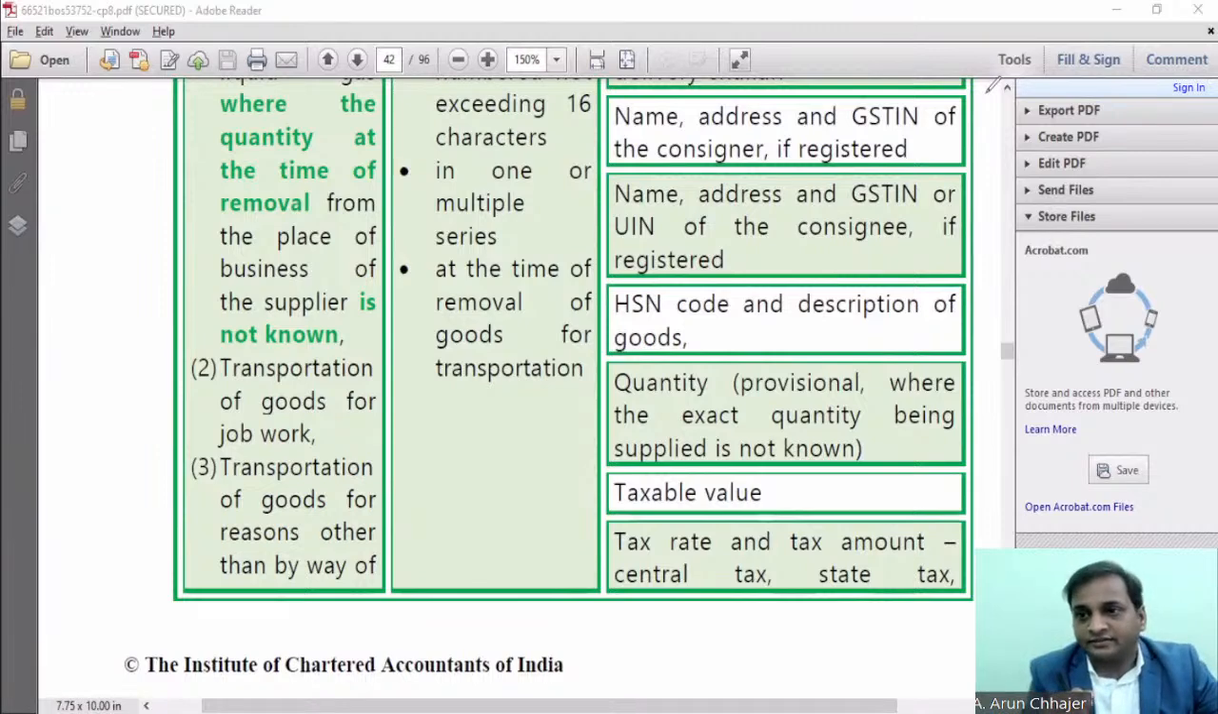Work contractor. Suppose a work contractor is doing construction work in Lucknow. He has received one work in Noida also. For that, he is moving his machinery, his equipment to the Noida location. From Lucknow to the Noida location, is it a supply? Answer is no. It is only moving for the purpose of carrying out the work. His own goods are moving. Then what document will be prepared? He will prepare the delivery challan.